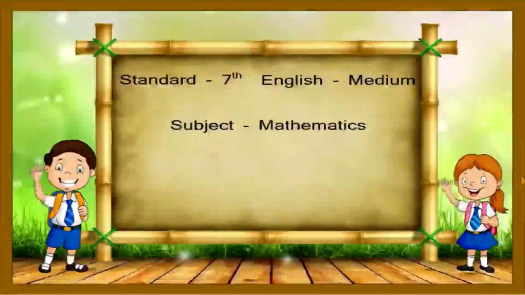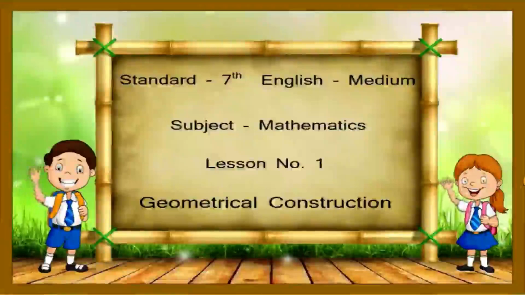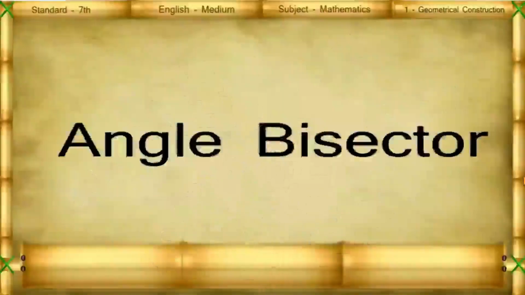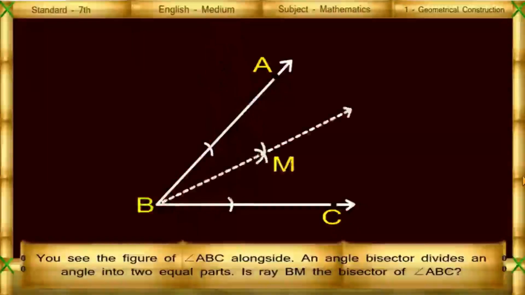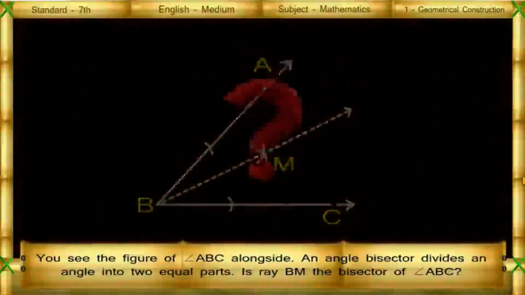Mathematics. Lesson number 1. Geometrical construction. Angle bisector. You see the figure of angle ABC alongside. An angle bisector divides an angle into two equal parts. Is ray BM the bisector of angle ABC?